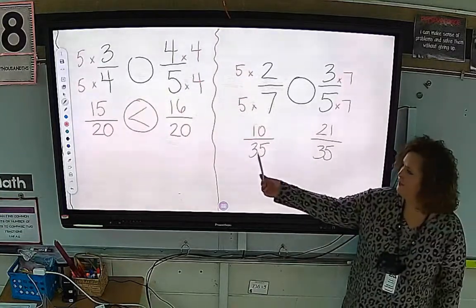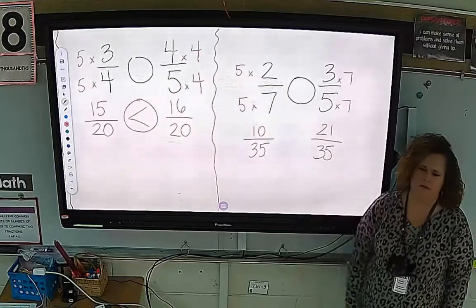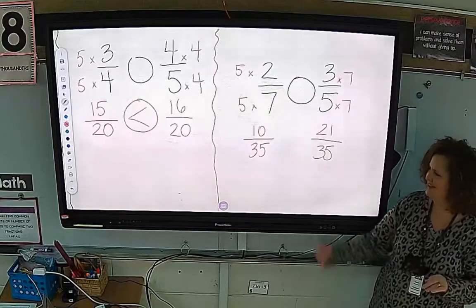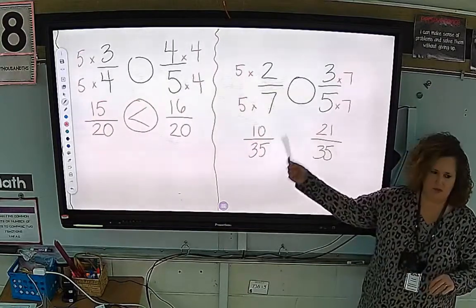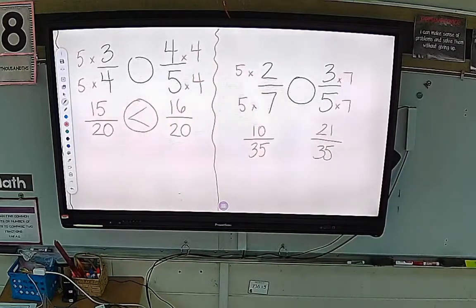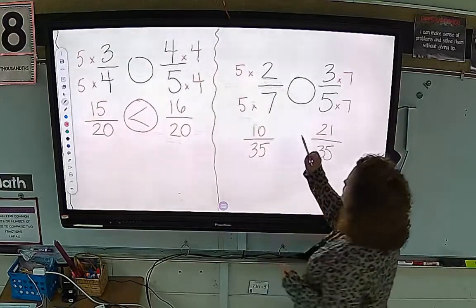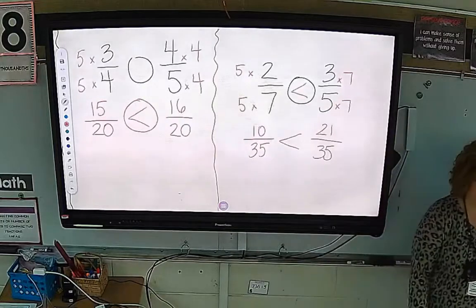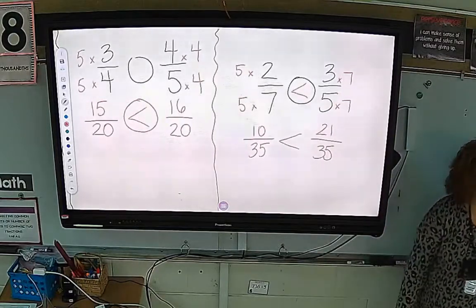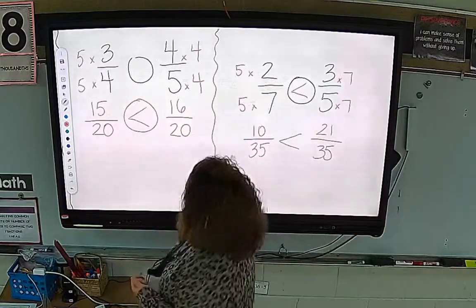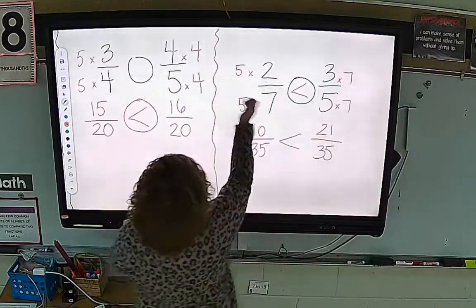Let's say I had to cut that pizza in 35 pieces. Cut that pizza in 35 pieces, not 35 pizzas. 10 of those pieces or 21 of those pieces. Which one is larger? 21 for sure. Okay, 21. So you can draw that symbol there if you need to, but the main place to draw it is right there. Okay? All right. Any questions about that? Let's try one more together. I think you're getting this just fine.